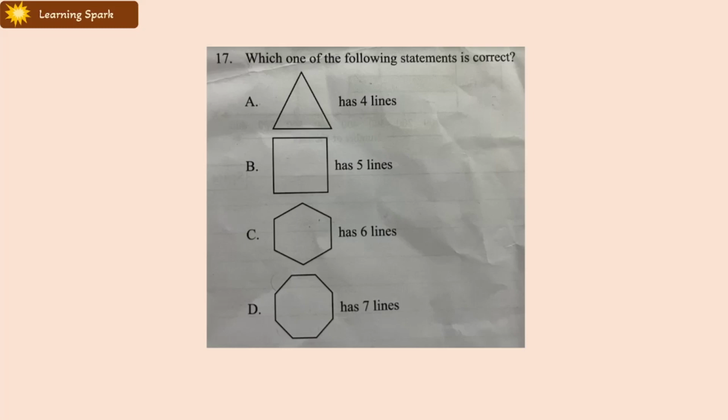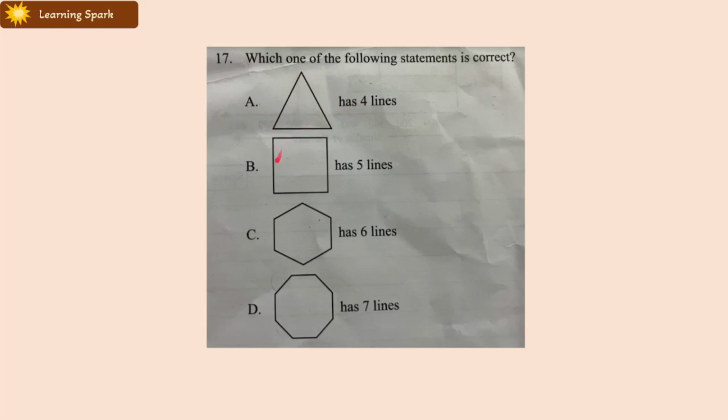So let's work out the answer. It says which of the following statements is correct. The easier way would be to work out the statements. Let's do it one by one. For A, it says a triangle has 4 lines, which is not correct, right? We see that there are 3 lines.